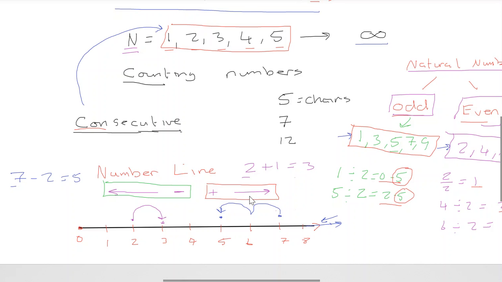So that's natural numbers, odd and even natural numbers, and this idea of what's known as the number line. Okay, thank you for listening.